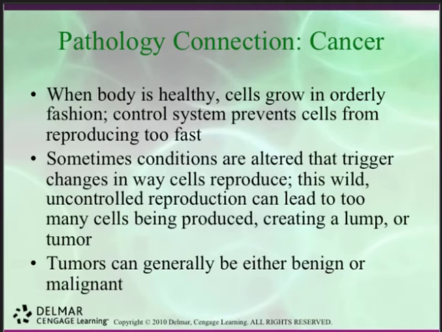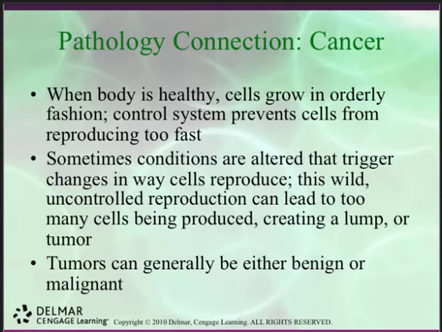When the body's healthy, cells grow in an orderly fashion, and there are systems in place that prevent them from reproducing too quickly. Some of these are within the cell itself, things like contact inhibition, where a cell will only divide until it makes contact with its near neighbors. Others include chemical signals that come from other cells that help control growth. And there are also biochemical checkpoints within the cell that keep it from undergoing mitosis at too rapid a rate.